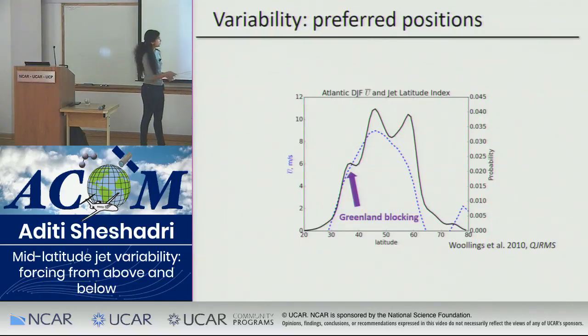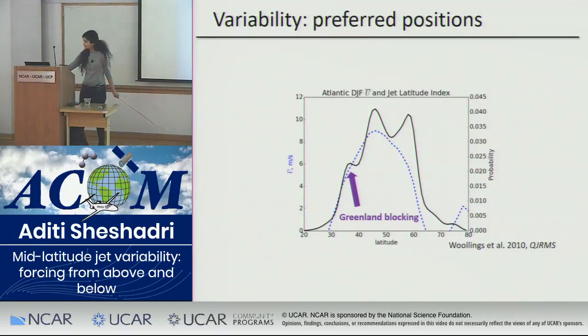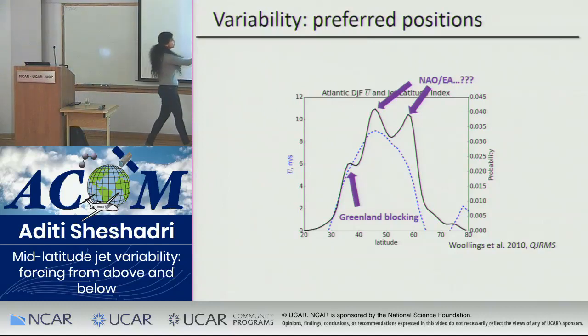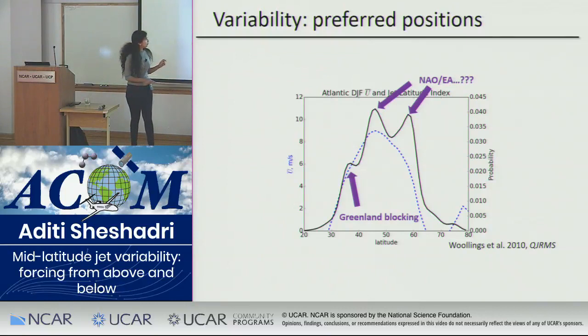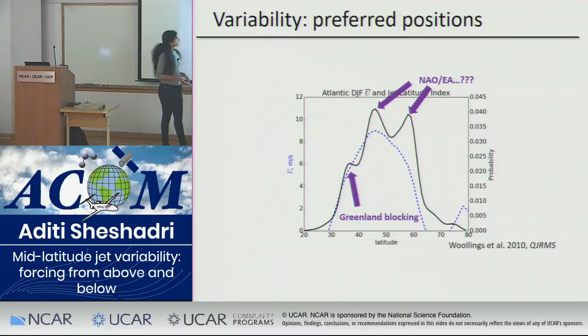There's some explanation for this preferred position of the jet. Apparently it has something to do with blocking over Greenland. I don't quite understand what blocks are really, but that's for the future. For this talk, we're going to be focusing in on these 2 positions, because we didn't really find a convincing explanation for why there's this sort of split jetness in the Atlantic.